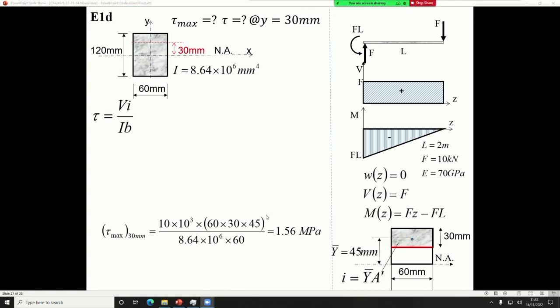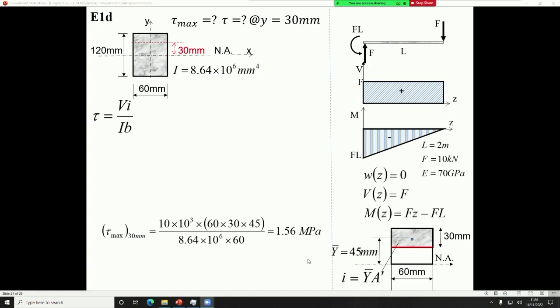Now, the only complexity is this bit. The first moment of area of this section, which is enclosed between this layer and the free surface. The area of this section is 30 multiplied by 60, and the centroid of this gray area is located at the distance of 45 millimeters from the neutral axis. This is a rectangle. This is 15, and this is 30. So 30 plus 15 gives us 45. It gives us 1.56 megapascals.